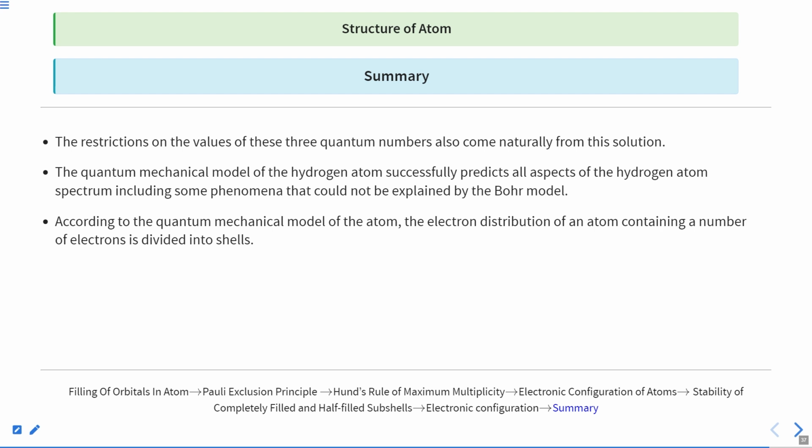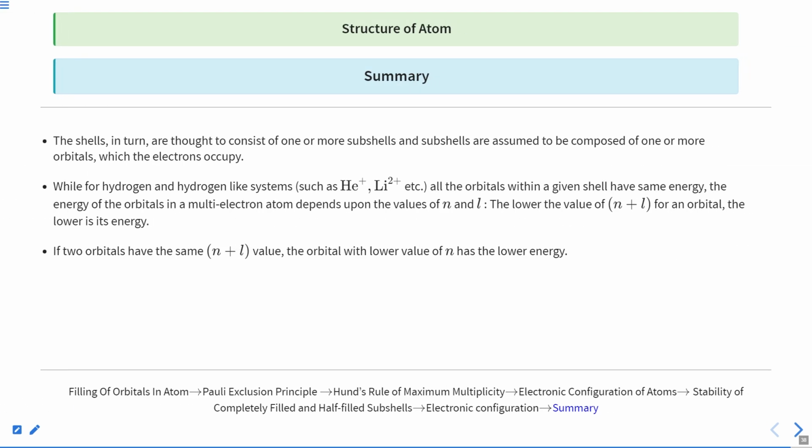Now according to the quantum mechanical model of the atom, the electron distribution of an atom containing a number of electrons is divided into shells. The shell in turn consists of subshells, and the subshell consists of orbitals where the electrons are kept. Now for hydrogen and hydrogen-like atoms, all the orbitals have the same energy if they are in the same principal quantum number. But for other atoms, we have the n plus l rule, which determines which will have lower energy and which will have higher energy. Clear?